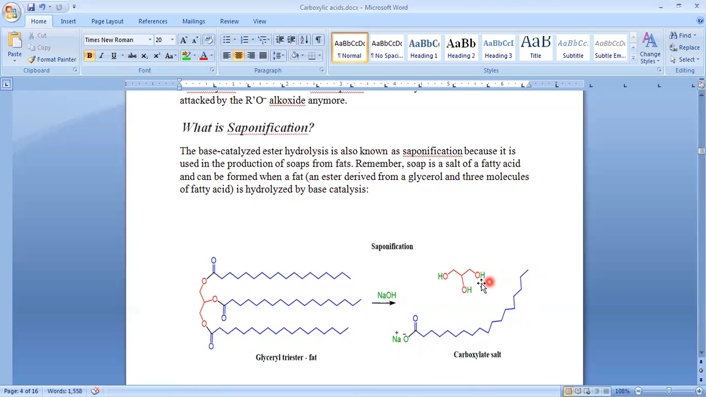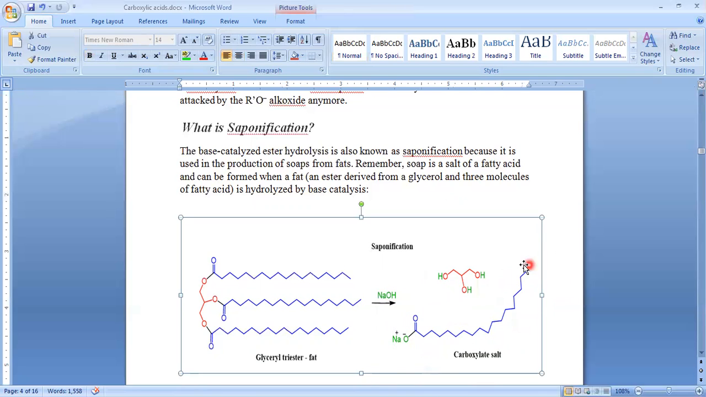So generally, the soaps we are using are nothing but the salts of fatty acids. Whatever soaps we use, particularly bathing soaps, are generally salts of fatty carboxylic acids. So in basic hydrolysis, that is, base catalyzed hydrolysis, it is known as ester hydrolysis.